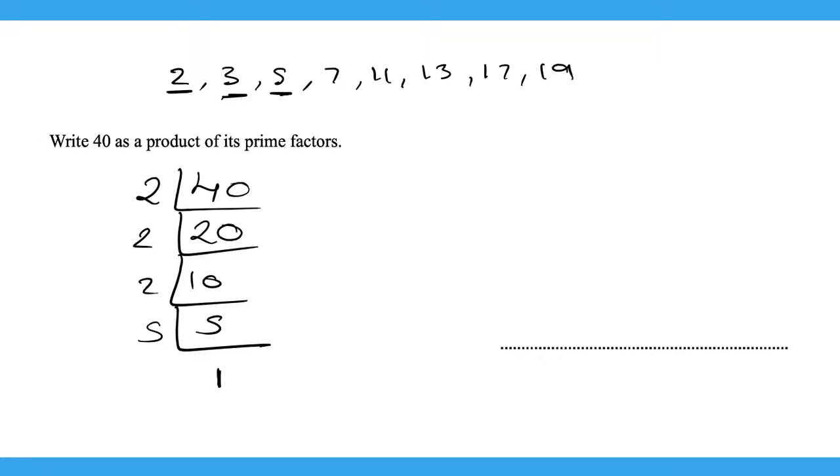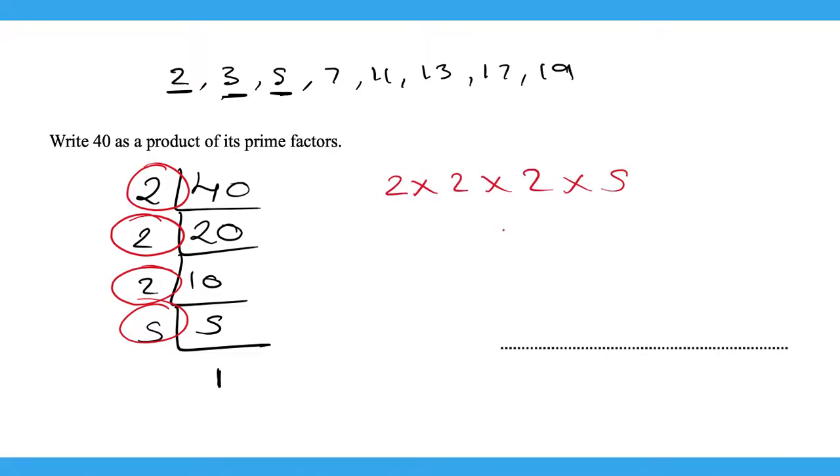Now, we've done all the hard work. We just need to multiply them together, and that will give us our answer. So our answer is 2 multiplied by 2 multiplied by 2 multiplied by 5, or we could write that as 2 cubed multiplied by 5, and this is our index form. Okay, so simplified form.